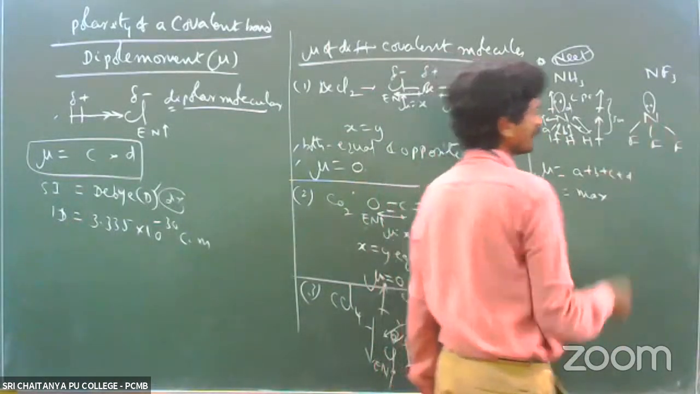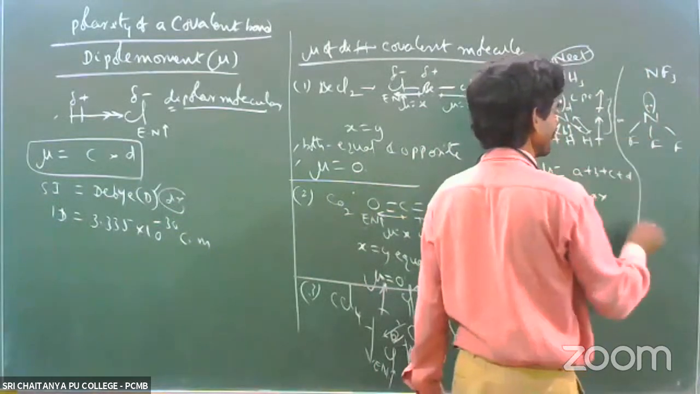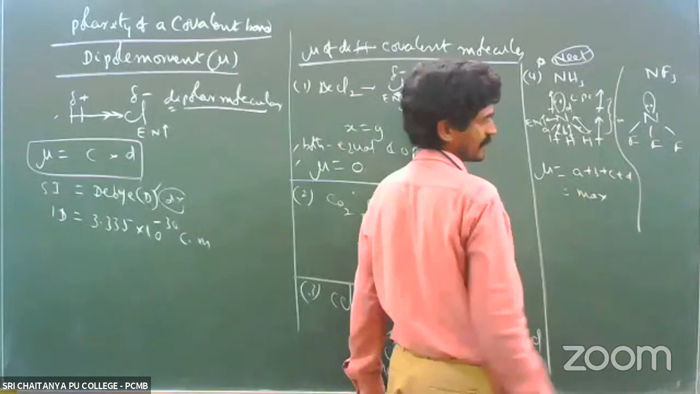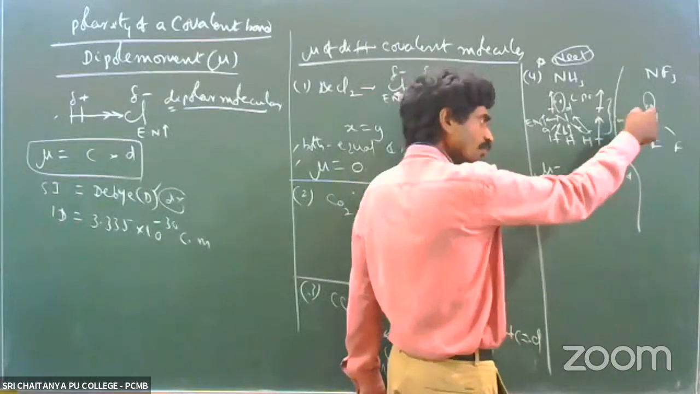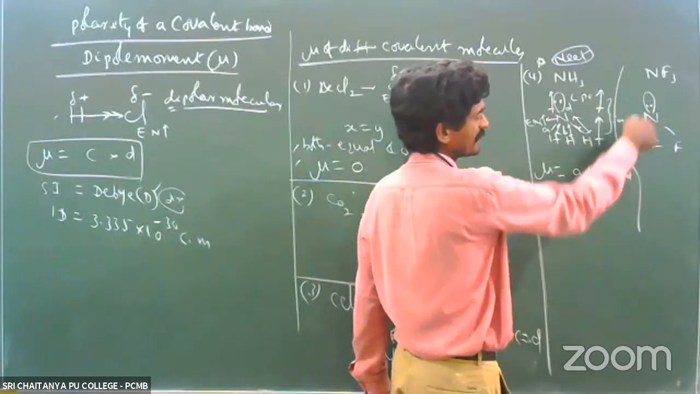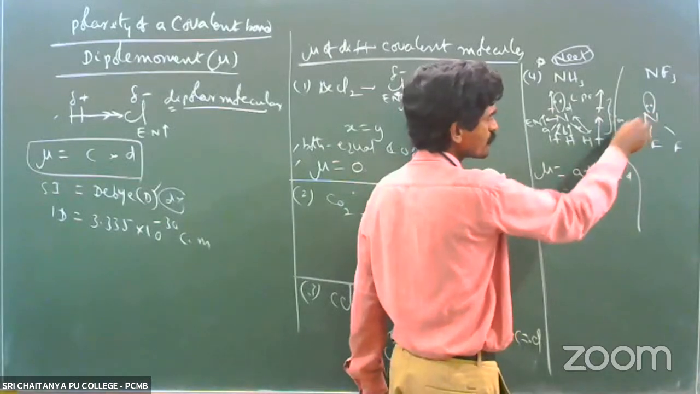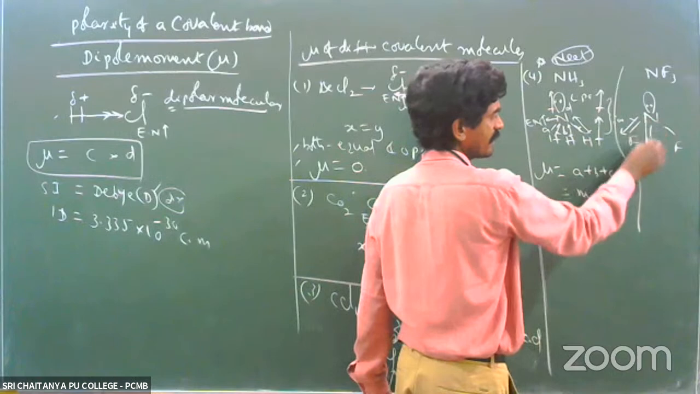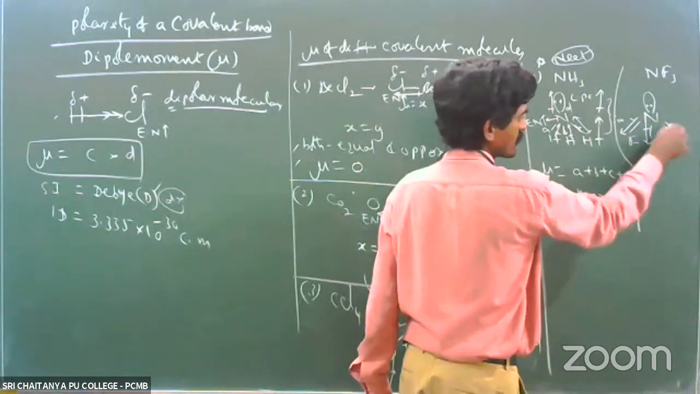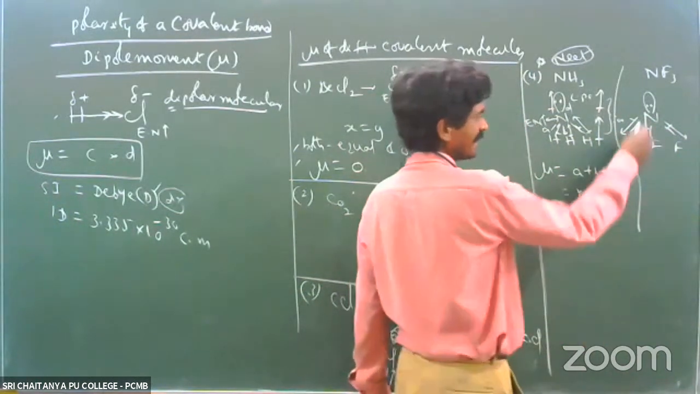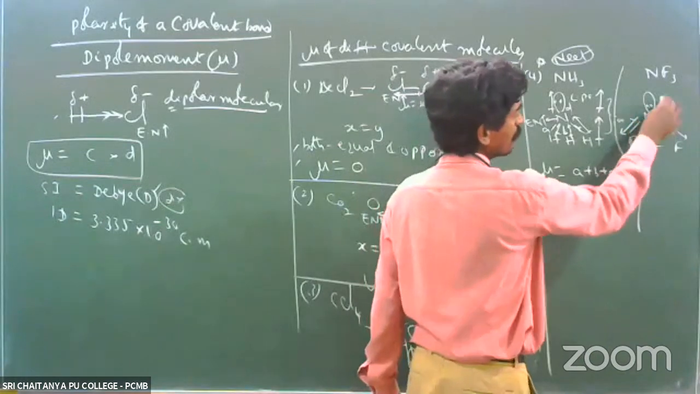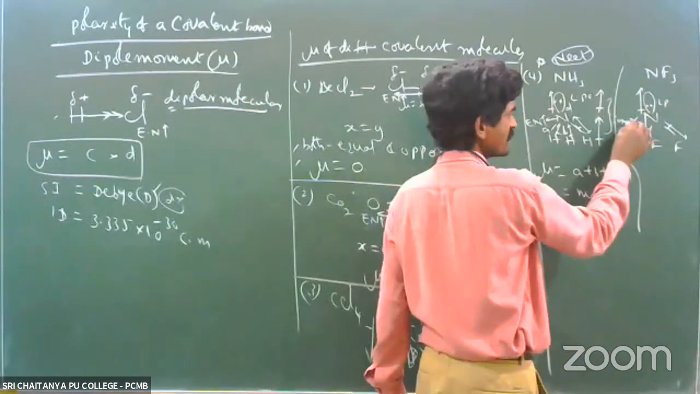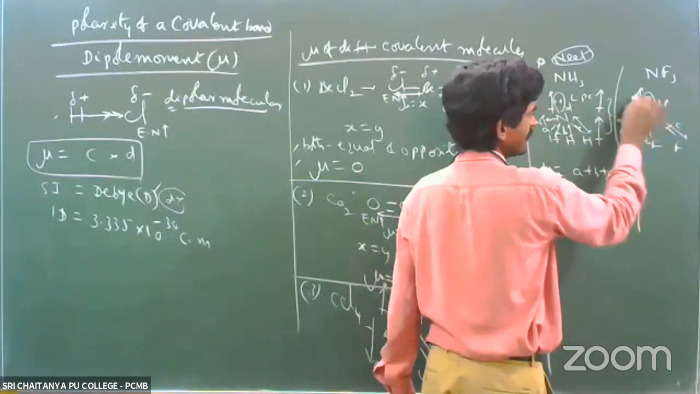But what about NF3? In the case of NF3, compared to nitrogen, fluorine is more electronegative. That's why the electron cloud moves more towards the fluorine atom. That is the bond moment. The bond moment is towards the fluorine, here also towards the fluorine, and here also towards the fluorine. Right? And here the bond moment due to the lone pair is towards the nitrogen. Right? That's why here this is A, this is B, this is C, this is D.